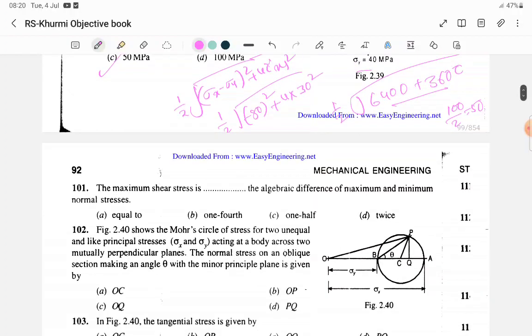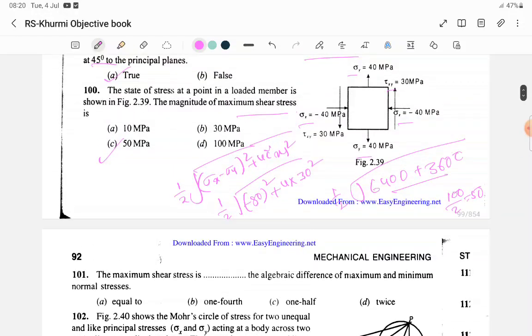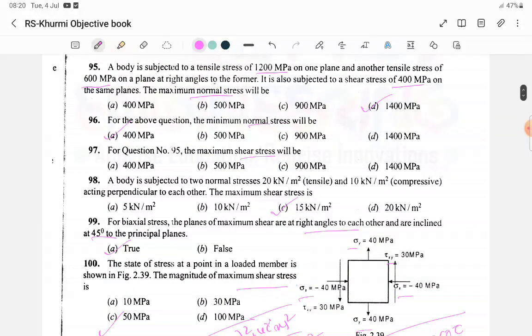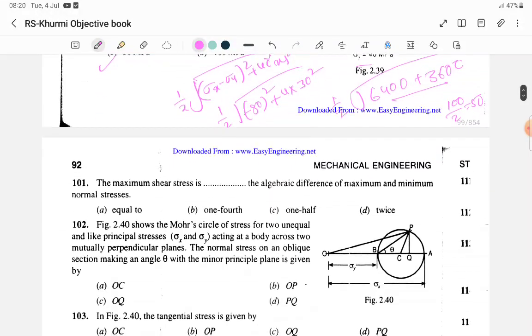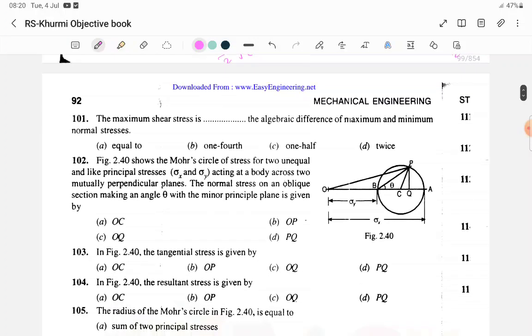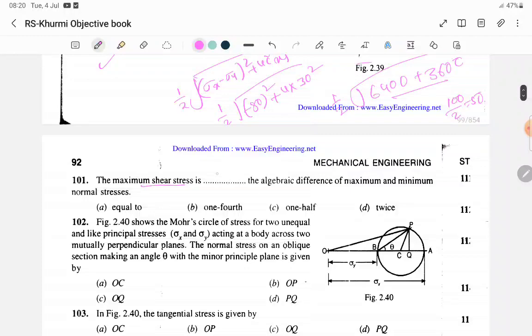I can solve all the questions like this, but it will be helpful for you if you do it. You do it, those formulas I am already telling you. Just substitute in that formula. Maximum shear stress is dash the algebraic difference of the maximum and minimum stresses. So the maximum shear stress formula is sigma 1 minus sigma 2 by 2. It is half of the algebraic difference of the maximum and minimum stresses.